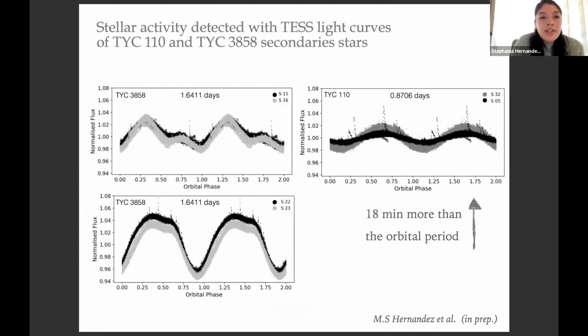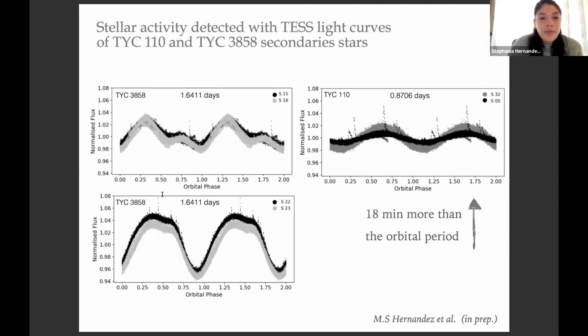We observed two of these systems with TESS, and we found that both systems have rapidly rotating secondary stars, tidally locked with the orbital period. Both secondaries show plenty of flares and starspots. Nevertheless, the difference between these two systems cannot be more sharp.